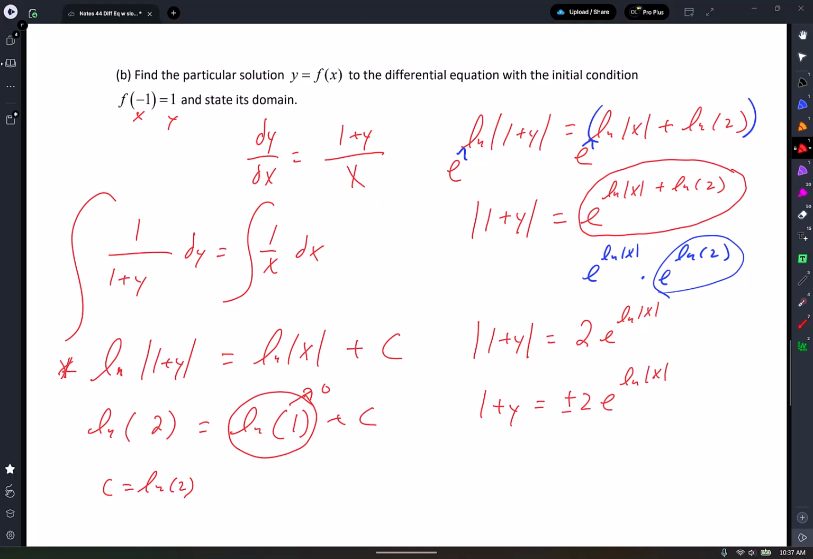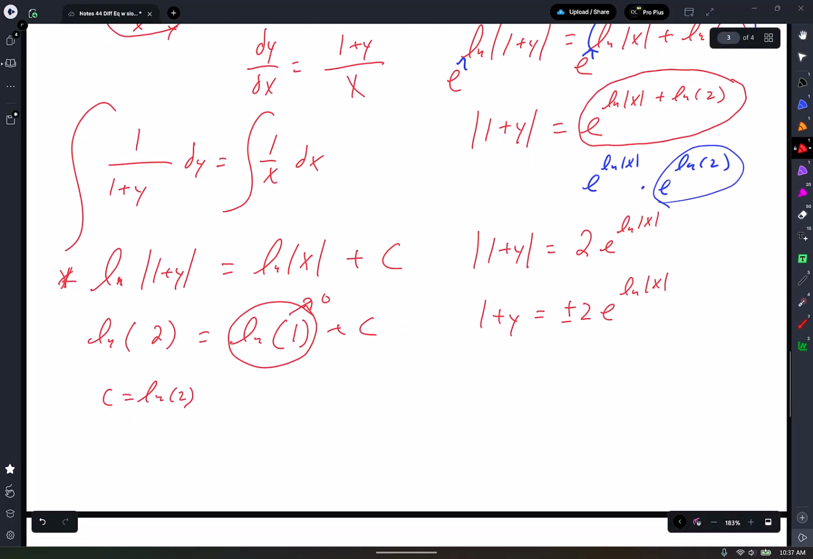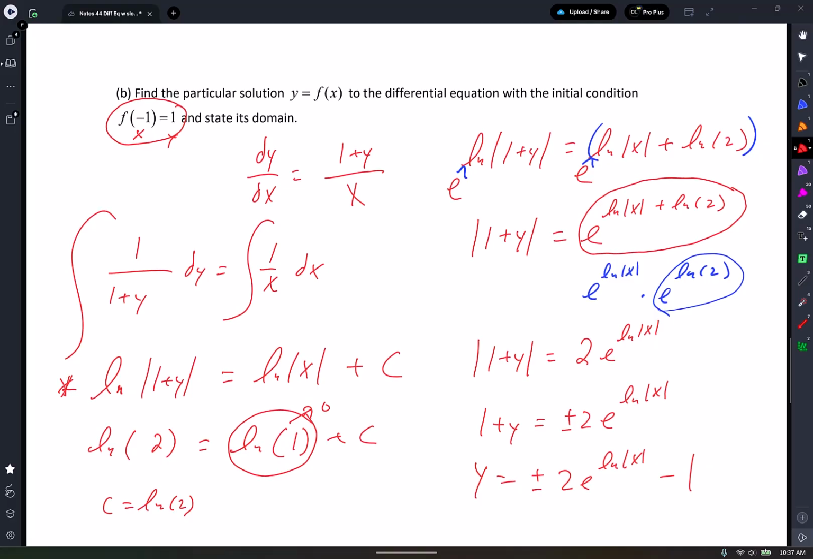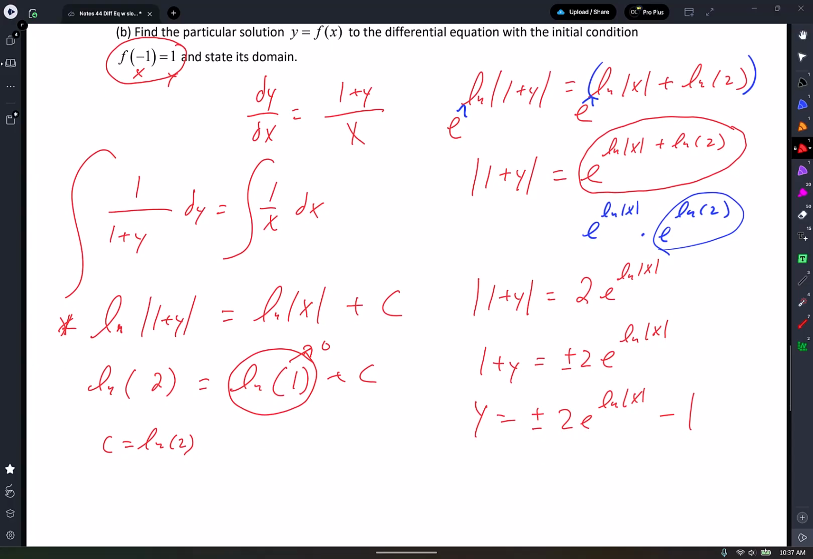All right, notice that when I plug in a negative 1, I better get a 1. Let me move that 1 out of the way. Minus 1, minus 1. y equals plus minus 2 e to the ln absolute value of x minus 1. Okay, so we get up to here. We're still okay? So maybe you were right, Houston, but when I bring this down, I'm going to bring it down with the absolute value.